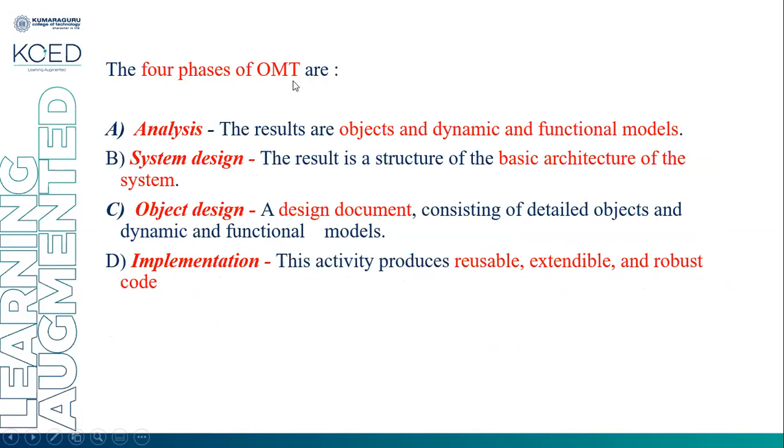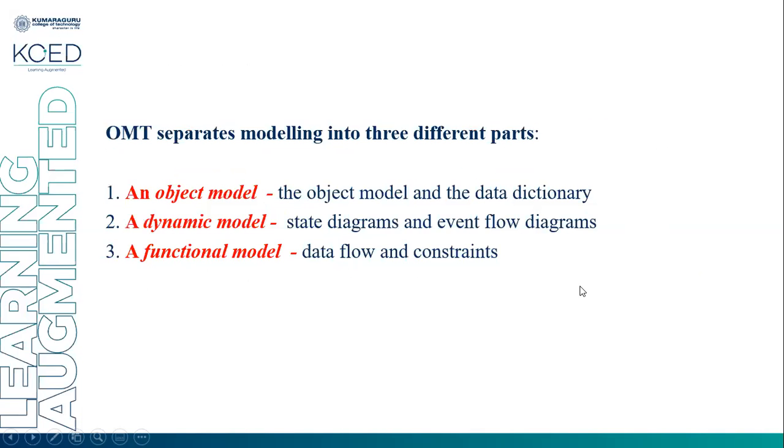OMT contains four phases. First one is the analysis phase. The result of the analysis phase is the object, dynamic and functional models. The second phase is system design. The result is the structure of the basic architecture of the system. Third is object design, the design document consisting of the detailed objects and the dynamic and functional models. Fourth one is implementation. This activity produces reusable, extendable and robust code.